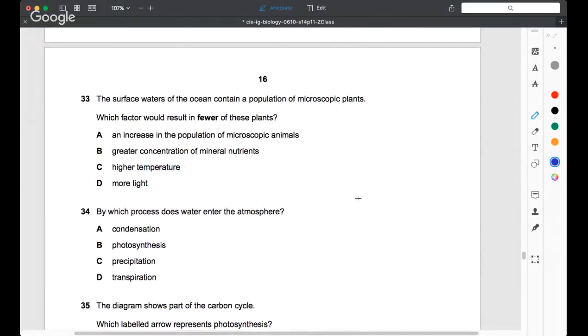Surface waters of the ocean contain a population of microscopic plants. What factor would result in fewer of these plants? An increase in population of microscopic animals, greater concentration of mineral nutrients, higher temperature, or more light.